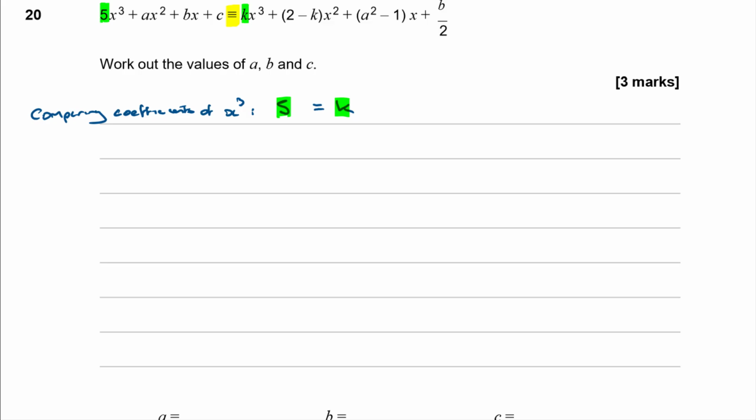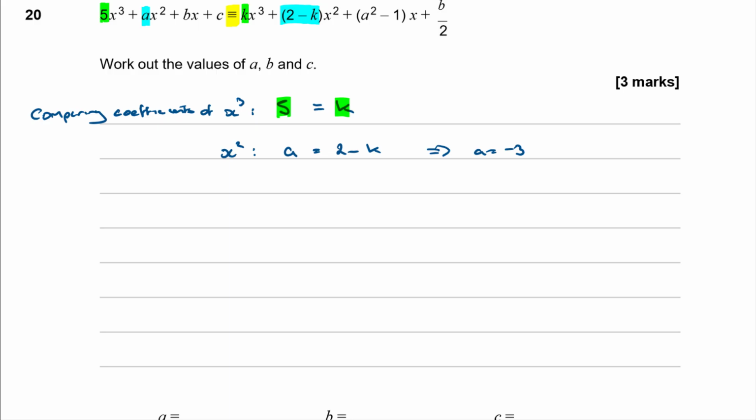Now if I was going to do the same thing with the x squared terms, what's that then? So a is equal to 2 minus k. Now we know what k is, so we know that a then is equal to 2 minus 5. It's going to be minus 3 then, isn't it? So now I know the value of a already.